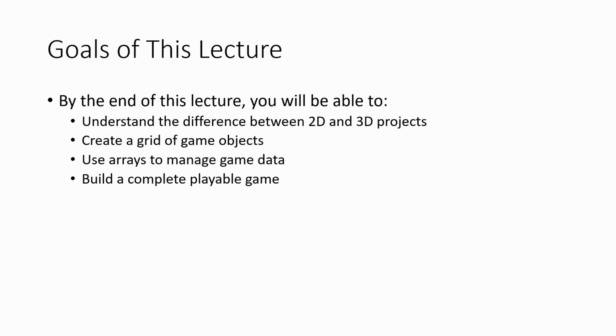So, some of the goals of this lecture. By the end of this lecture, you will be able to understand the difference between 2D and 3D projects, and you'll be able to create a grid of game objects, because we're going to have a grid for our memory match cards. We'll be able to use arrays to manage game data, which we're going to be doing for our different cards. And we'll build a complete playable game. A simple game, but still a complete playable game.